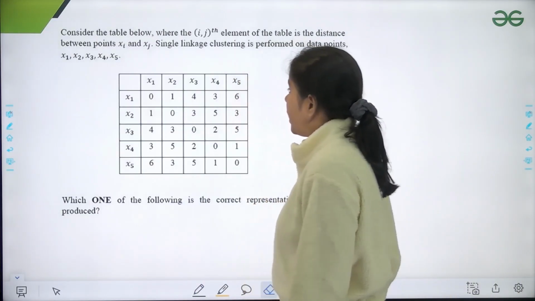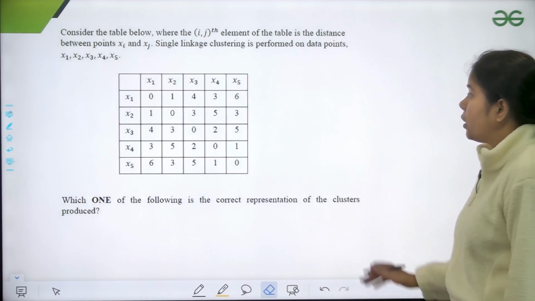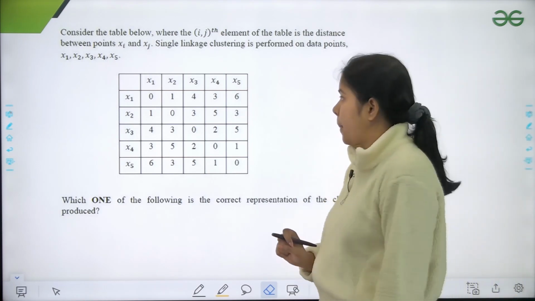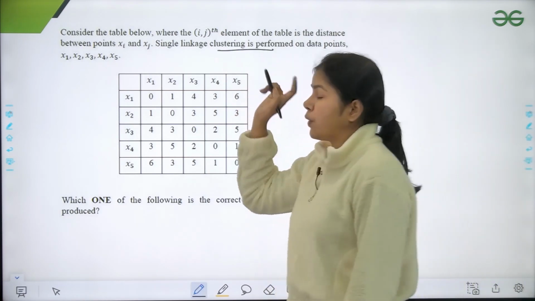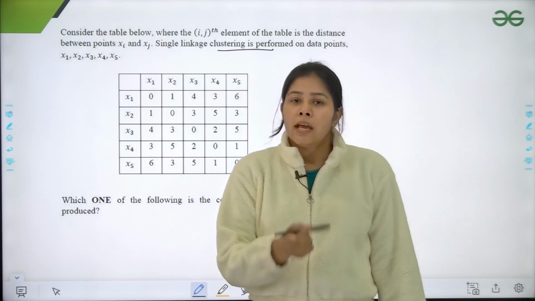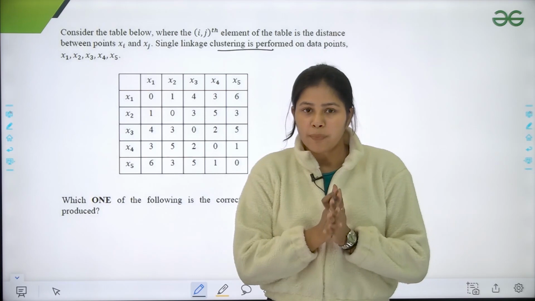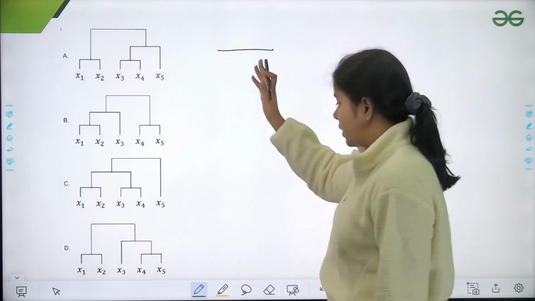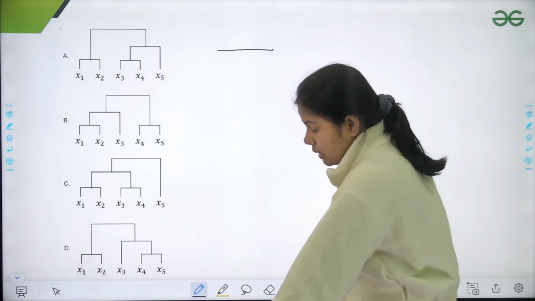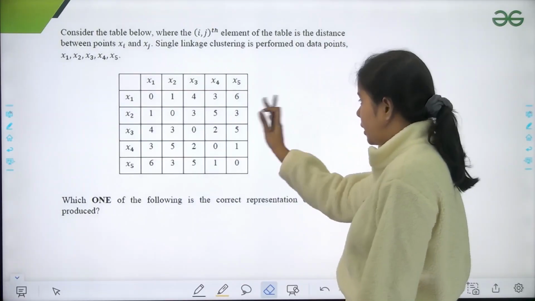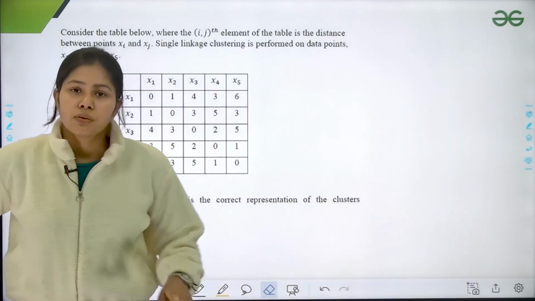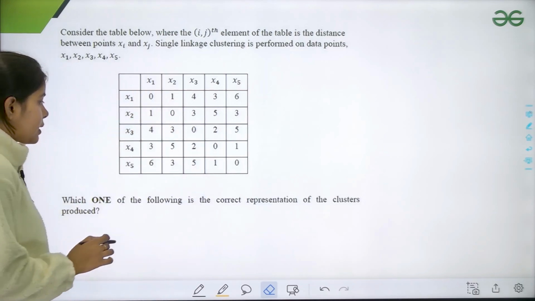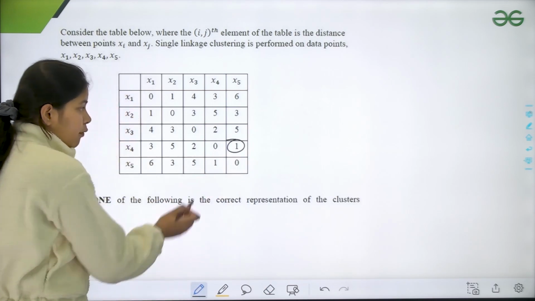Now, the next question we have is: consider the table below where i comma j is an element of the table, the distance between the points xi and xj. Single linkage clustering is performed on the data points. First of all, we have to do a hierarchical clustering, and in single linkage clustering, we have to find a minimum distance, right? So which one of the following is the correct representation of the clusters produced? So you can see that these are the representations given. So let's combine these clusters. Let's do a hierarchical clustering using single linkage clustering, right? So first of all, I'll find the minimum distance. So I can see that 1 is the minimum distance.